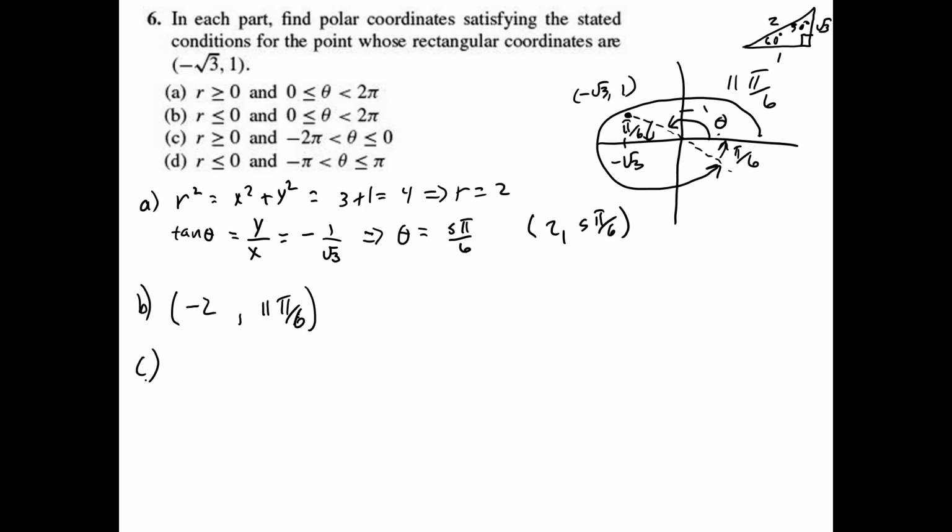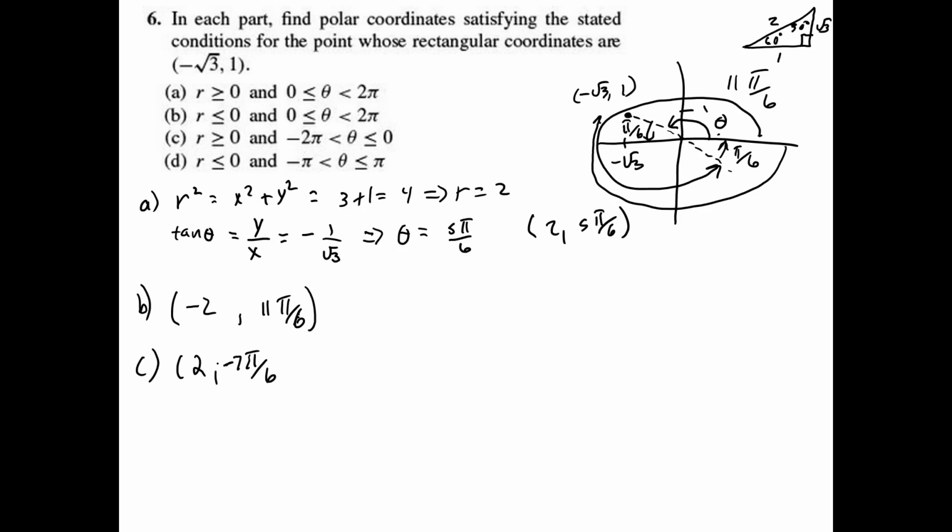For C, we want our r value to be positive. So we already know what the r value needs to be. It needs to be 2. But we want our angle to be between negative 2 pi and 0. So that means we're going to go clockwise. And we're going to go 1/6 more than 1. So then 7/6.